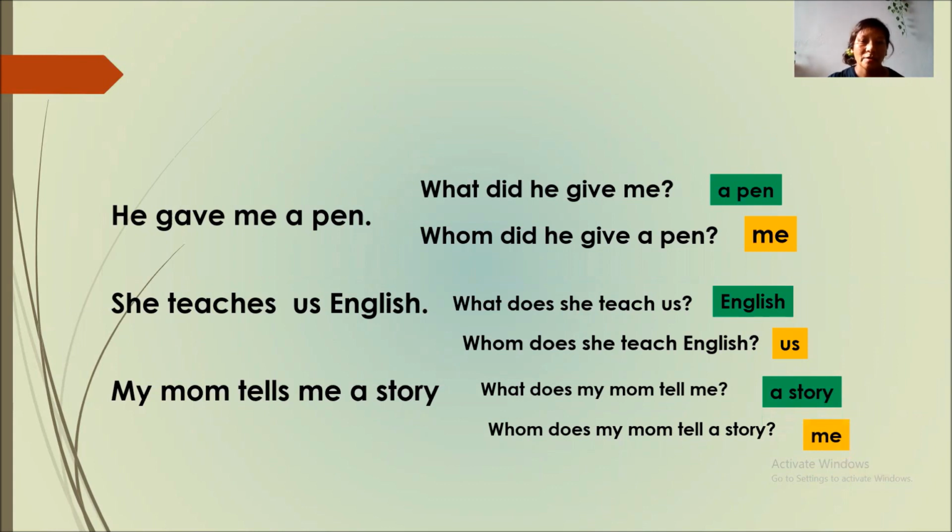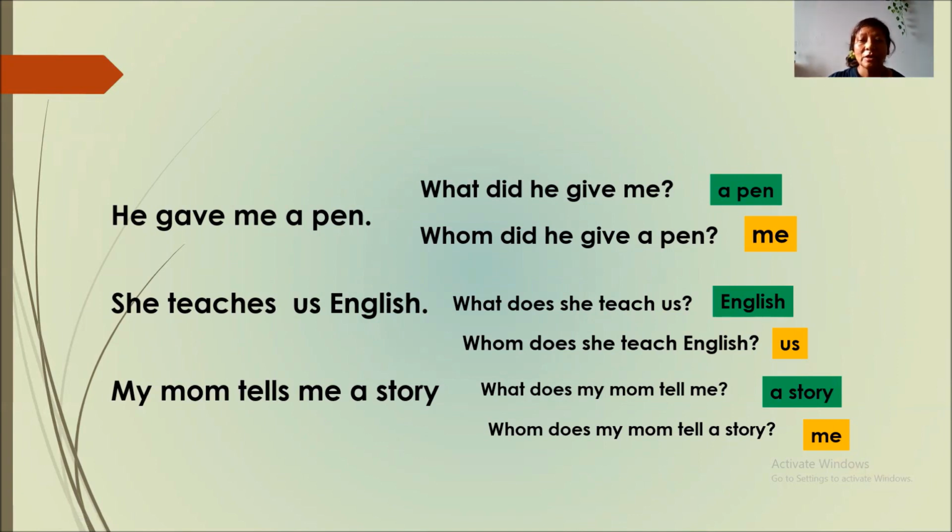Okay. In English, there are two objects. Okay, in these sentences you can find two objects, right? A pen, me. English, us. A story, me. So a pen, English, a story, they are direct objects. Okay, they are related to the thing, so they are direct objects. When you say me, us, me here, they are indirect objects. So in English, there are two kinds of objects, direct objects and indirect objects.